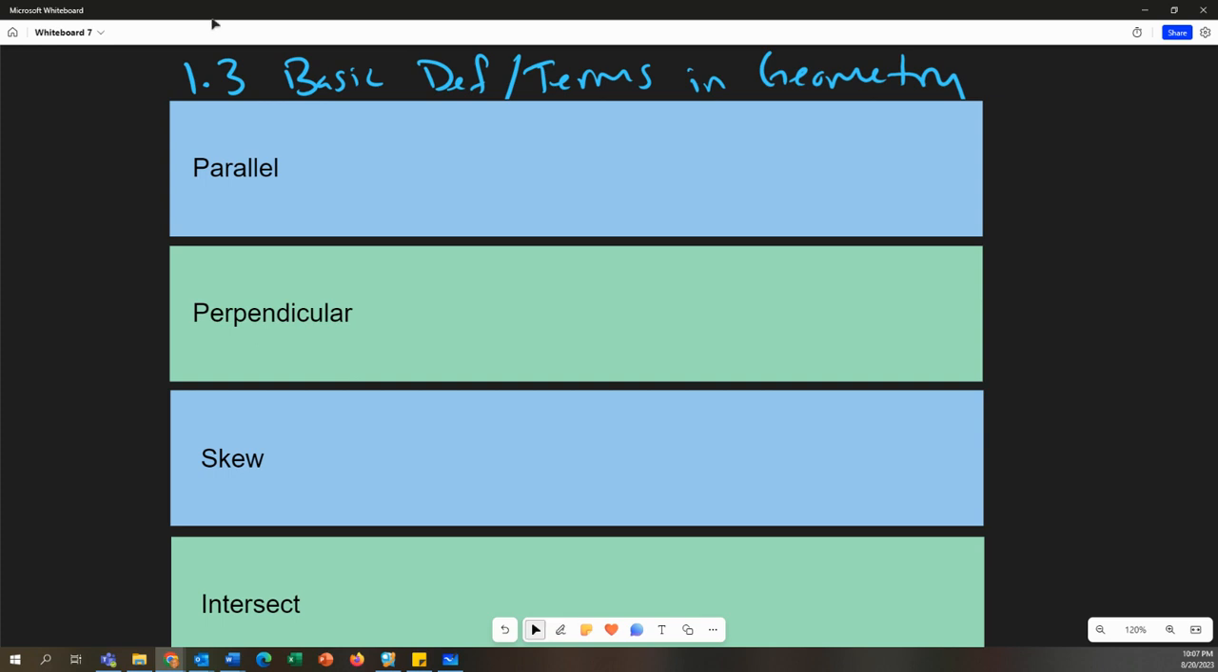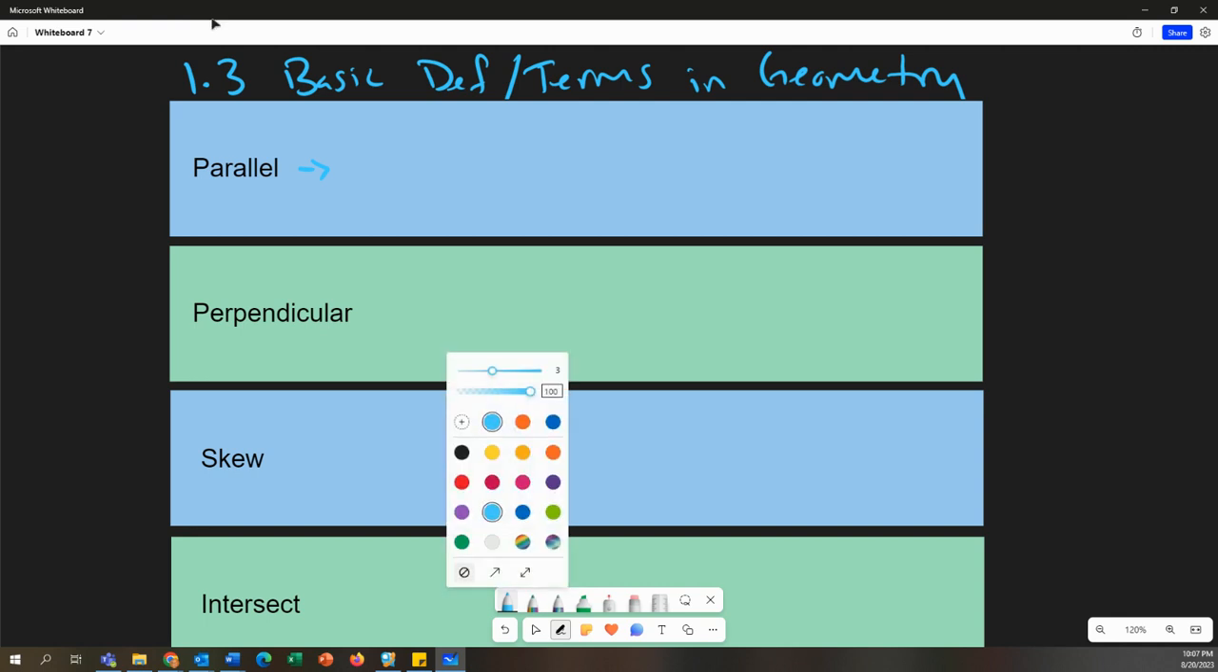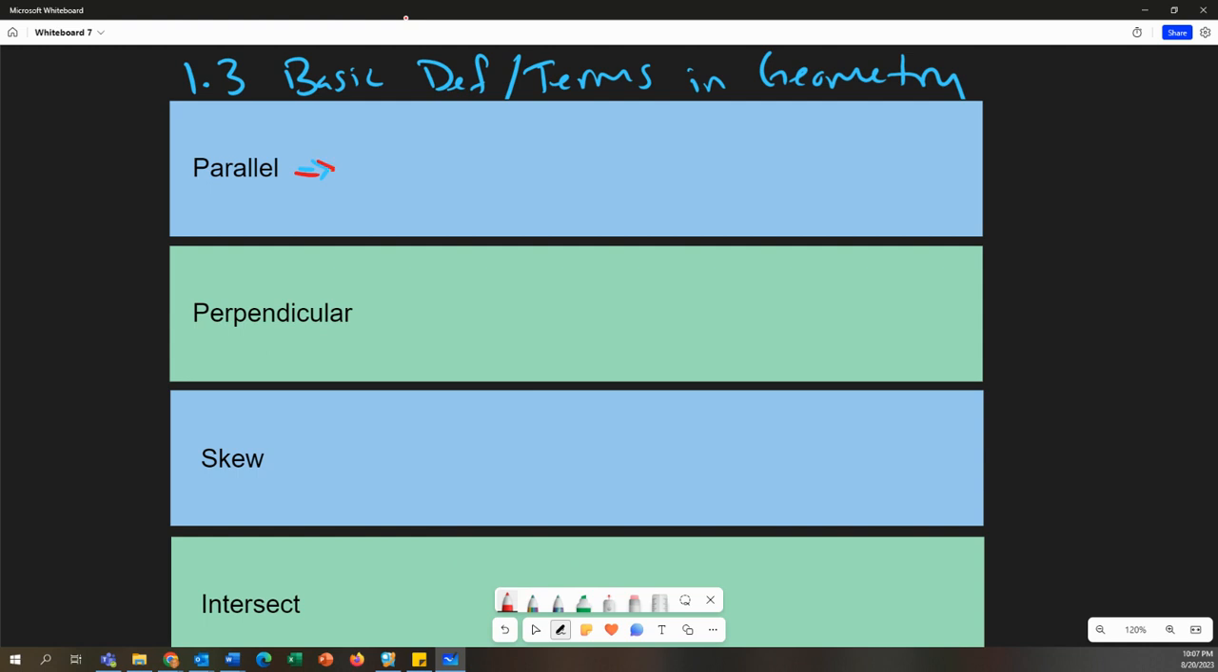All right, let's talk about some more basic definitions in terms of geometry. So parallel should sound familiar from Algebra 1. Parallel is going to mean the lines are never going to touch. So parallel: never touching, or they're moving exactly the same.